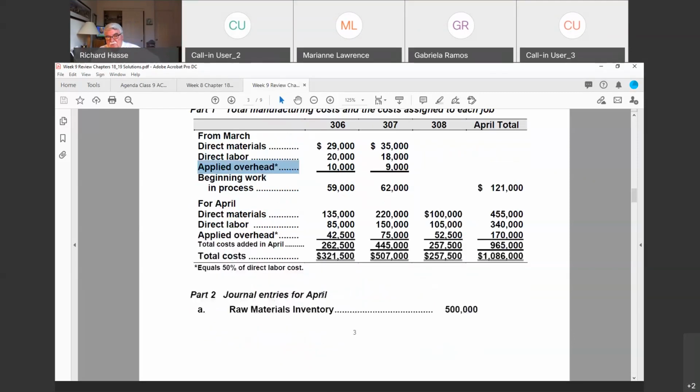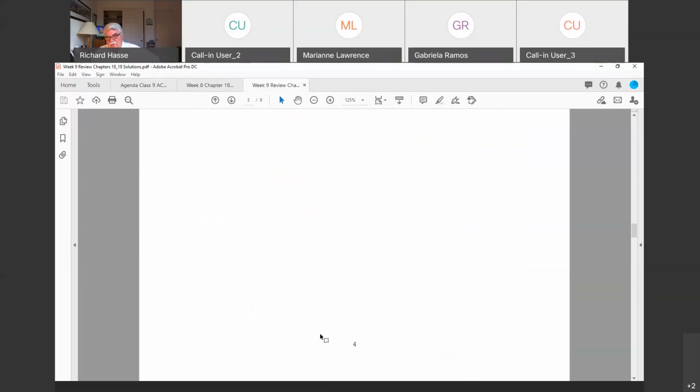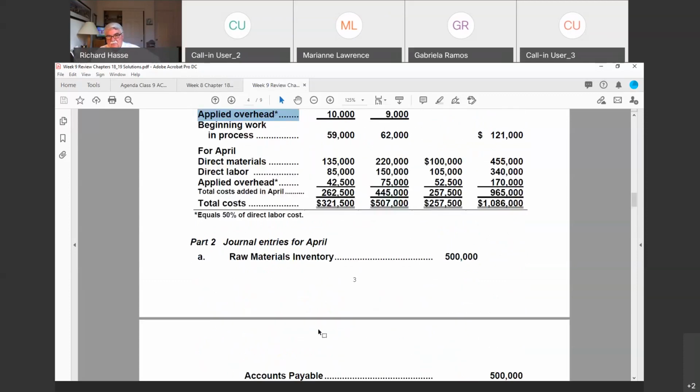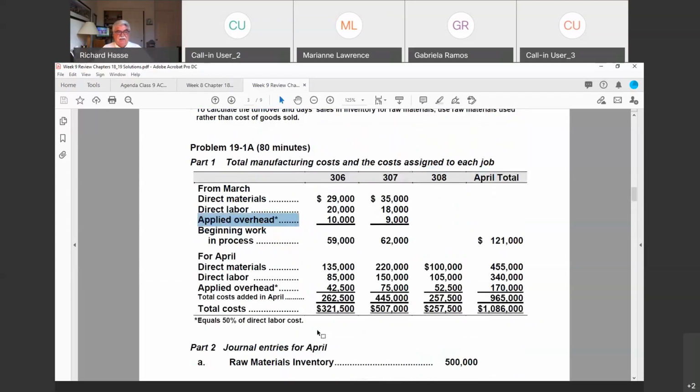Now, the rest of this problem is doing journal entries, and you don't have to worry about that. Just understand, when I say a company is on a job order cost system, that means you have to represent the cost by job. And what are the three costs? Materials, labor, and overhead. And what can overhead be? It can be applied at a specific rate. Here in problem 19.1a, it's assigned at 50% of your labor cost.